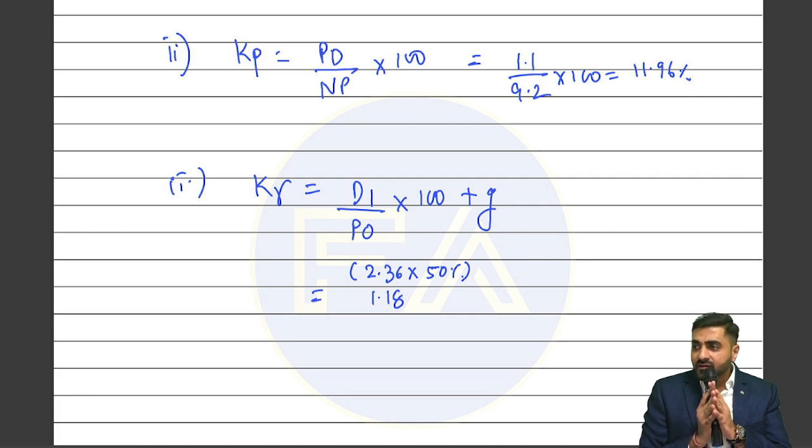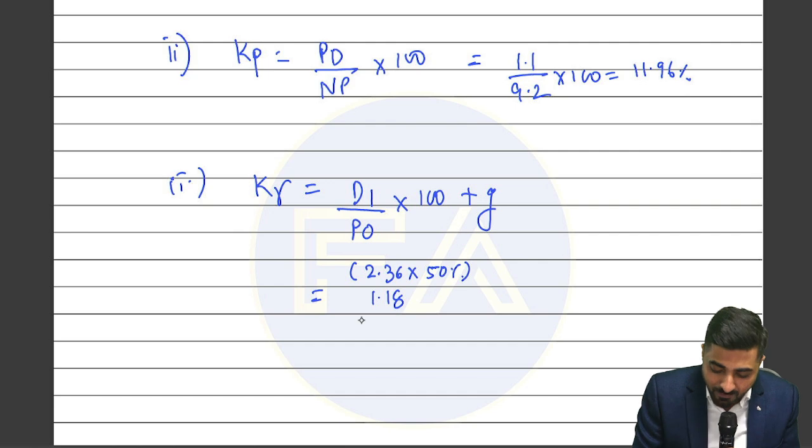No, no. Why not? Because this is already your next year dividend. Understood? Students make maximum mistake here. They take 1.18 plus growth. Whenever it says next year dividend is proposed, that is D1, directly given to me.